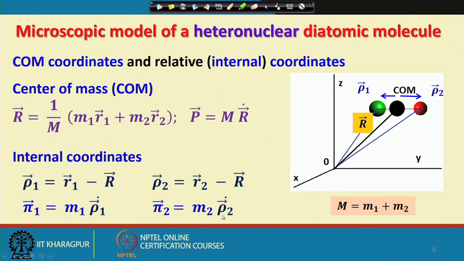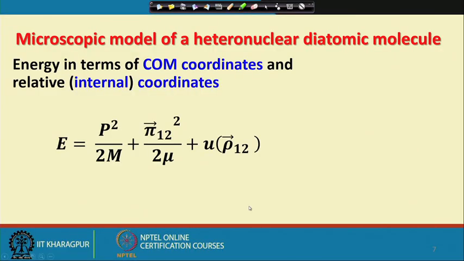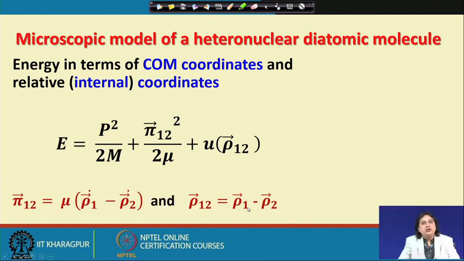Now, once I have introduced the center of mass coordinates and the relative coordinates, let us see if they give us any kind of advantage in terms of separating out different types of motions present in the system. So, that is exactly what we will see here. We will introduce a few more changes in the total energy.